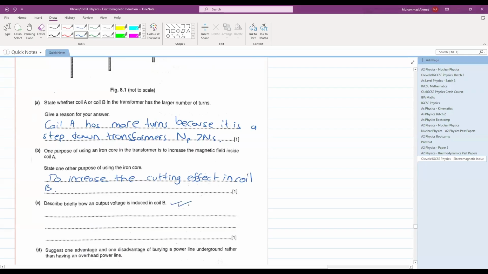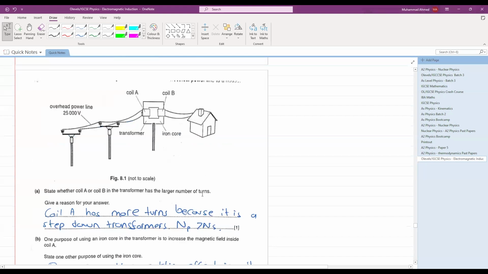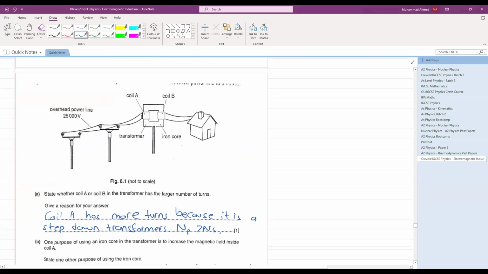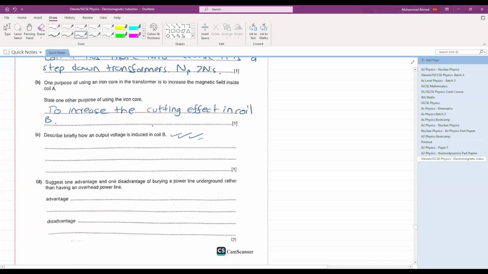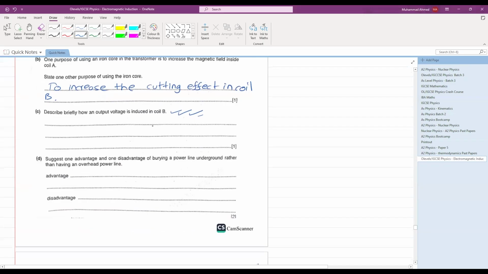This is the working of a transformer. We have already done this. Let me tell you what you have to write here. You will say that the alternating voltage in coil A generates a magnetic field. This magnetic field cuts with coil B. As the magnetic field cuts with coil B, this generates EMF. Simple.